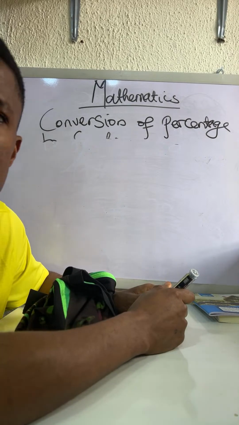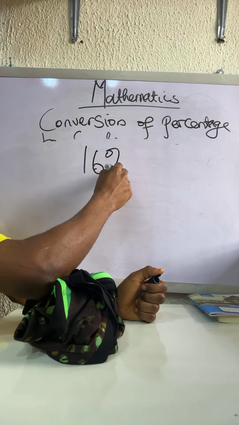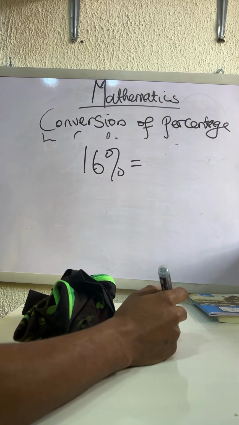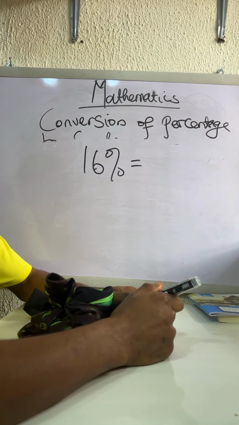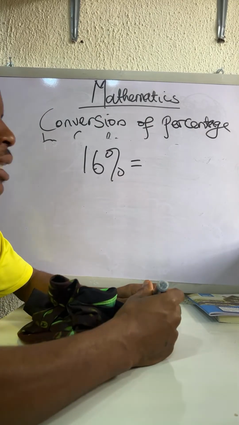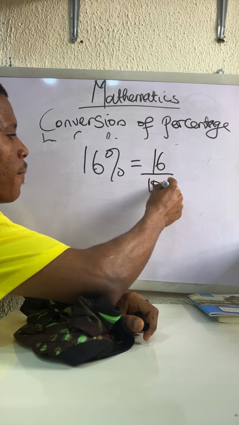Okay, so let's move to the next one. Let's say we have 16%, guys. So 16% in fraction. Yeah, you got it. Thank you. Thank you, Raha. So when we have 16% to fraction, it is very easy. This is just 16 out of 100, okay?